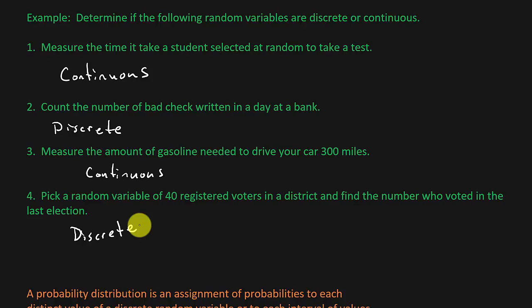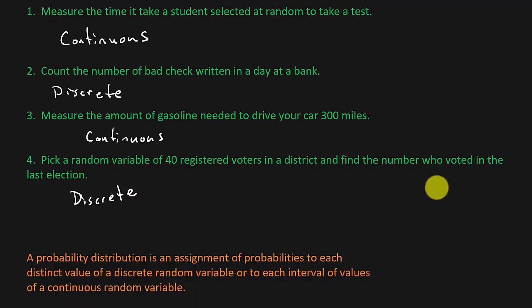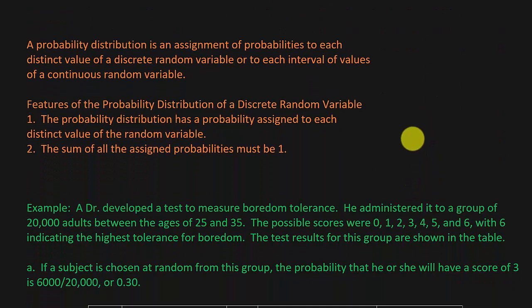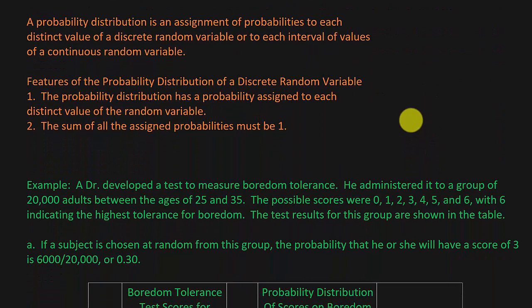Now let's look at this. A probability distribution is an assignment of probabilities to each distinct value of a discrete random variable or to each interval of values of a continuous random variable. Features of the probability distribution of a discrete random variable: it has a probability assigned to each distinct value of the random variable, and the sum of all the assigned probabilities must be 1.